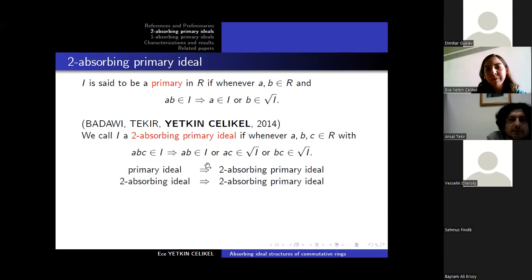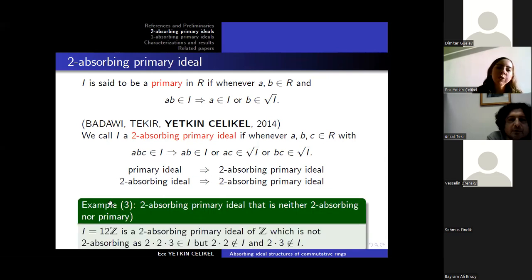Now, you can see from the definitions directly, two-absorbing primary ideals are both generalizations of primary and two-absorbing ideals, but the arrows are irreversible. So you can consider this example for showing that this is a counterexample for these implications. For example, I is 12Z in the ring of integers Z, and this is two-absorbing primary. I will share the proof and the theorem later, but it is not two-absorbing.